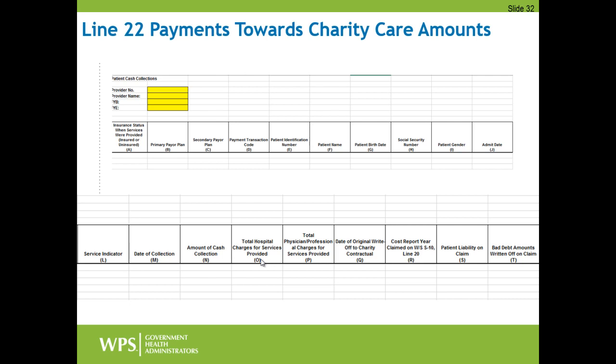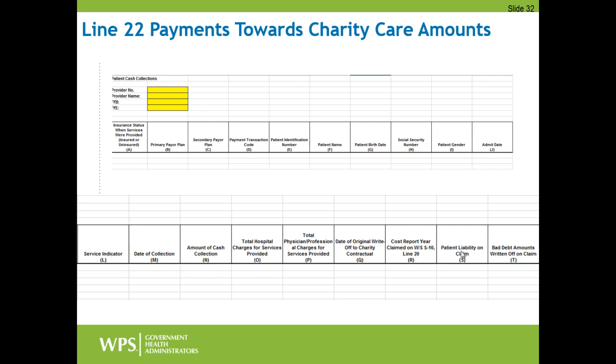What were the total hospital charges for the services that are now being paid? Were there any total professional or physician charges for those services? Because remember, those would not have been allowed as charity care, but also any cash payment that goes to those charity care amounts shouldn't be offset either. We do also need to know the date of the original write-off to charity care. When was that claim that they're now paying? When was it originally written off? And what cost report specifically was it included on line 20?